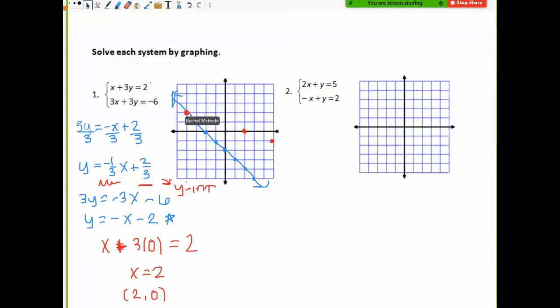and we see that the two graphs do in fact intersect, and their point of intersection occurs right here at negative 4, 2. So that is our solution. These are intersecting lines, which means they have one solution and the system is independent.